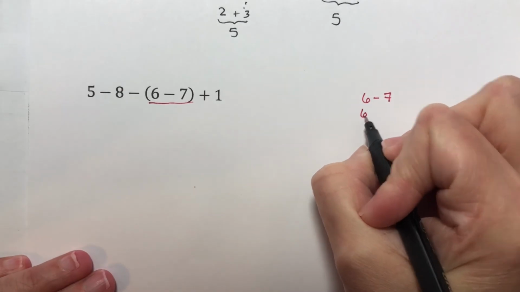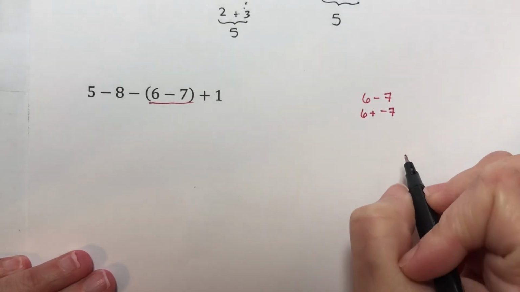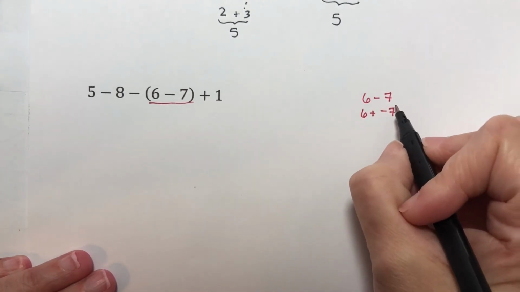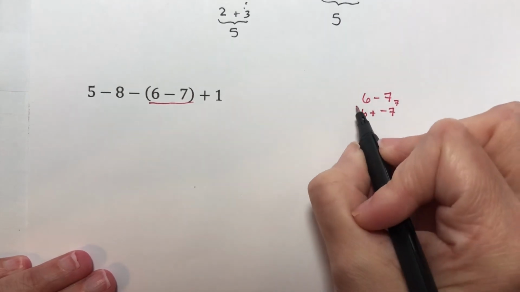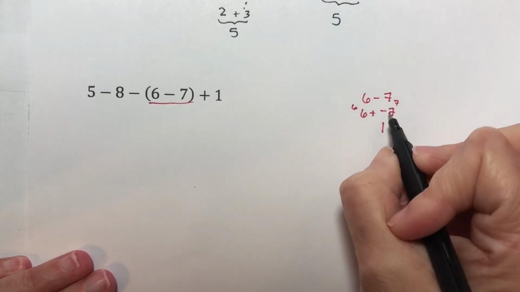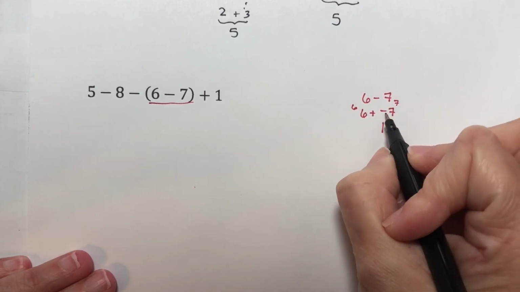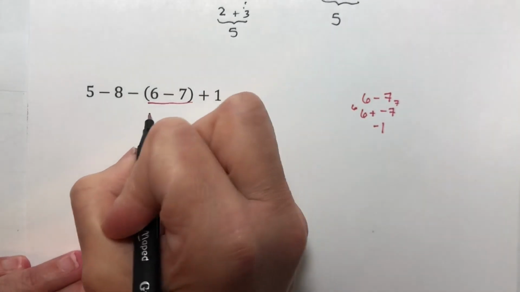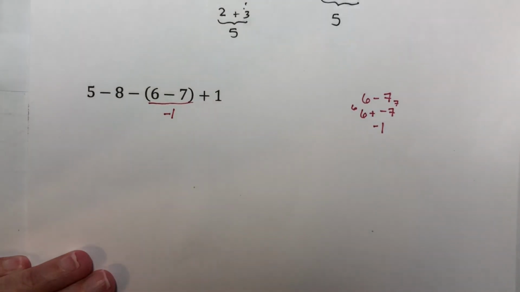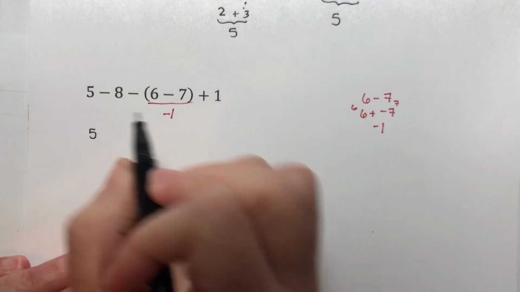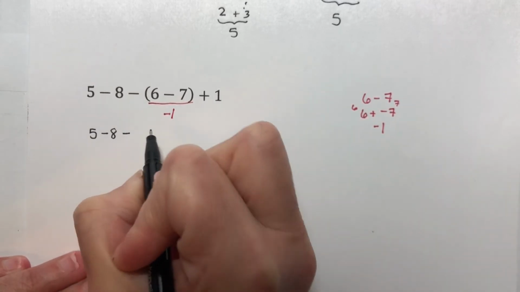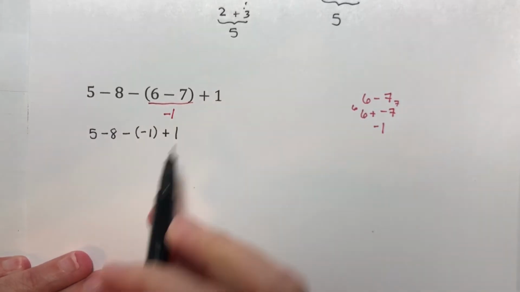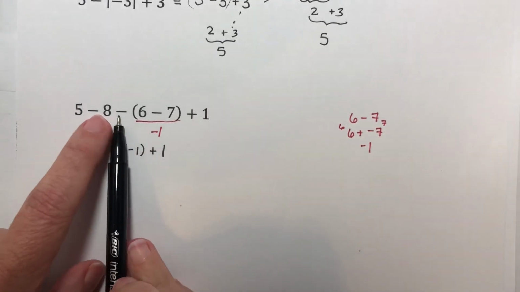Well, this would be the same thing as 6 plus negative 7. These have opposite signs, so we would need to subtract their absolute values. The absolute value of negative 7 would be 7. That would be 6. 7 minus 6 is 1. The 7 is the larger absolute value. It was negative, so that's negative. So what I need to put right in here is a negative 1. So I'm going to rewrite this problem as 5 minus 8 minus negative 1, is taking that place right in there, plus 1. Now the trickiest part here is to remember that you have not done this subtraction.